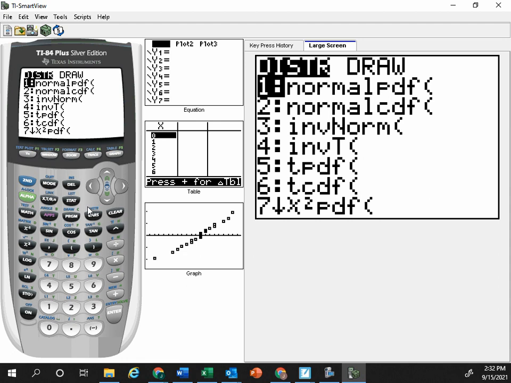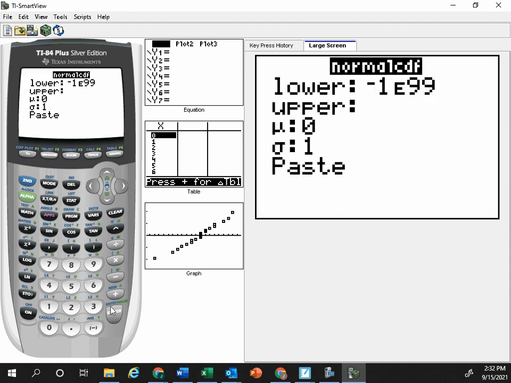Okay. I'm picking normal CDF. That's not the first one, it's the second one. We want the cumulative density function, so I pick 2. All right. Lower, it has -1 to the 99. That's basically saying negative infinity. Okay, so that's really far to the left. And then the upper is what we're coming up to, which was his z-score of 0.8.